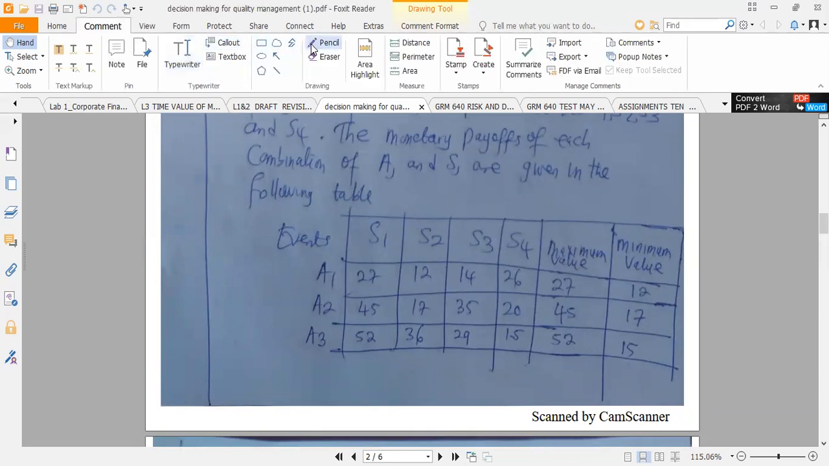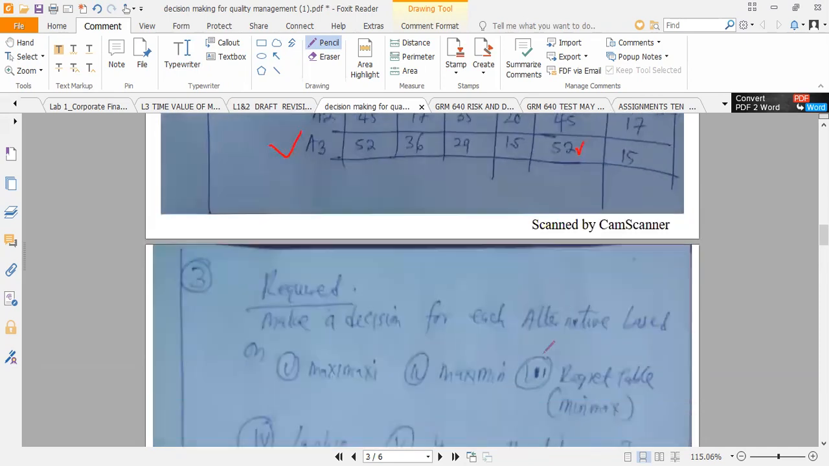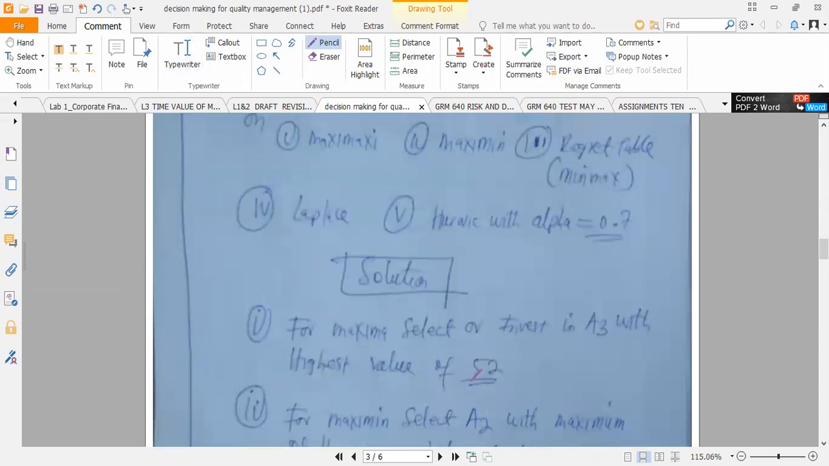Amongst the maximum values, which one is the highest? 52. So 52 is a maximum value amongst the maximums that we have. So our maximax is alternative number 3, which gives us a payoff of what? 52. So this is the criteria we're going to use. So for a maximax, we select or invest in alternative number 3, which has the highest value of 52.